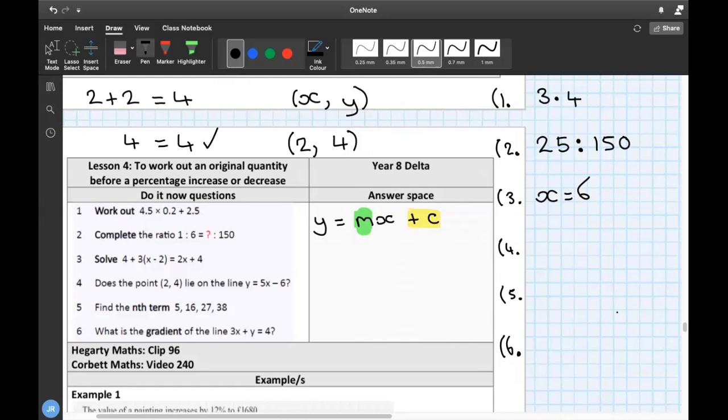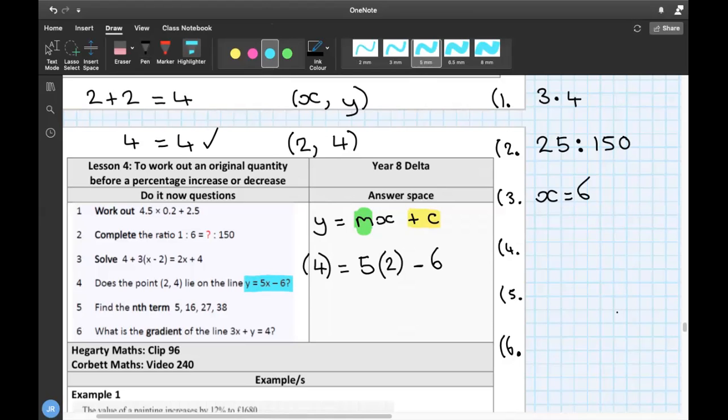So we want to substitute these values in. x was 2, y was 4. So I'm going to write that out now. y was 4. Okay. We had a 5, that was our m value, so we had 5x. Our x value, so I'll just put that in brackets because we've substituted it. Our x value was 2. And then our plus c term was negative 6. Okay, I've got all of that from this.